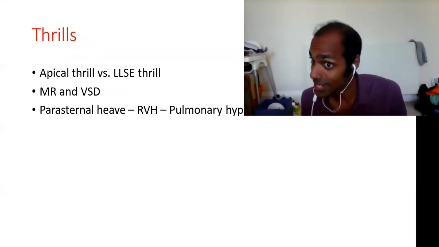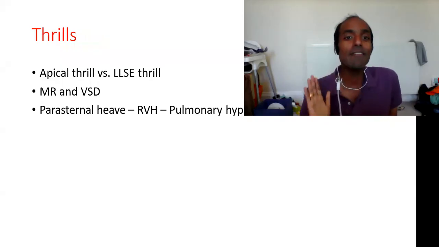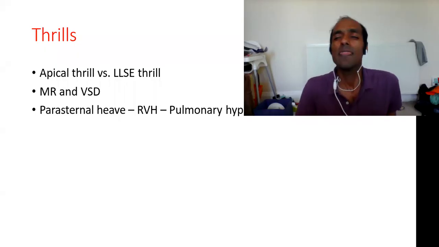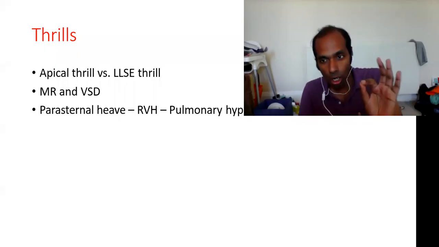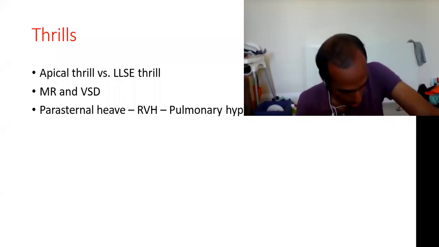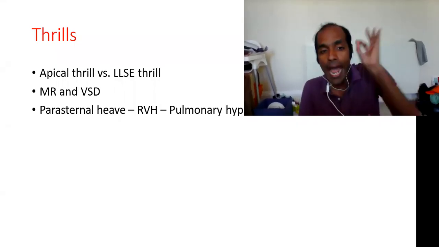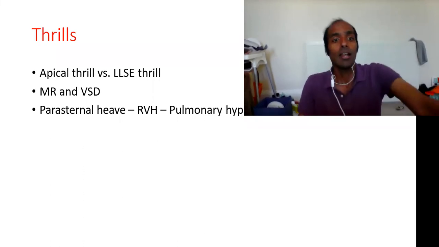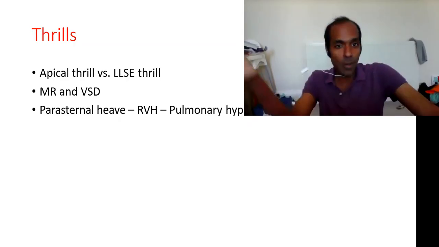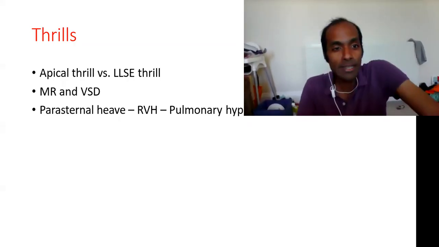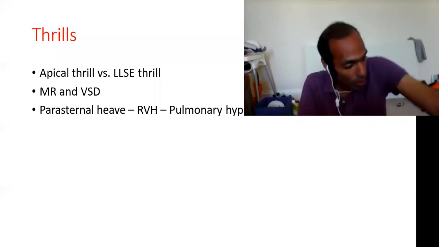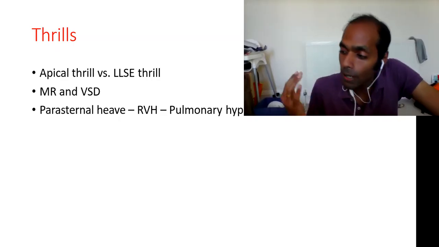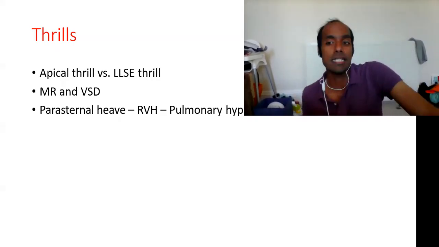Then you feel for thrills, remember? Again, very simple. If you feel a systolic thrill at the apex, the diagnosis is almost always mitral regurgitation. These are called pearls of cardiology. Don't make that happen. So basically, number 1, if there is a thrill in the apex, that is a systolic thrill, it is mitral regurgitation.